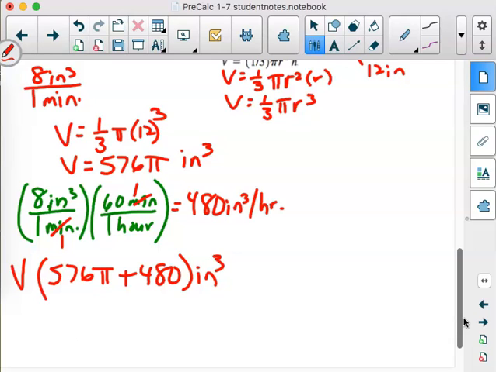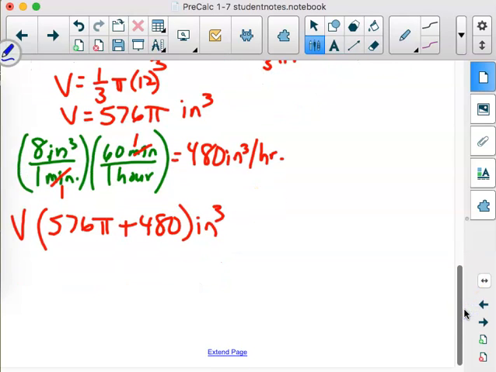And as it says, we want to know how tall it's going to be in 1 hour. Well, the radius and the height are the same. We just found out that this is going to have 576 pi plus 480 cubic inches in it, and it will be 1/3 pi r cubed. And you can make it h cubed at this point too, since we want the height. They're interchangeable because they're equal to each other. So what we would need to do is multiply both sides by 3.